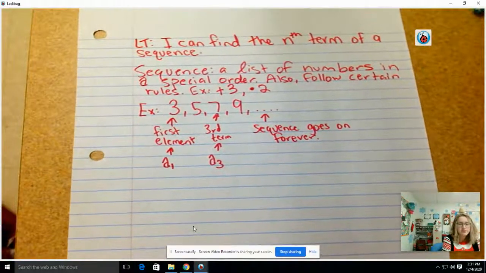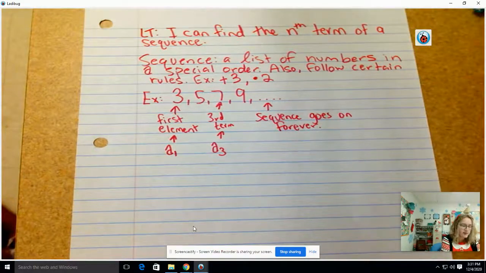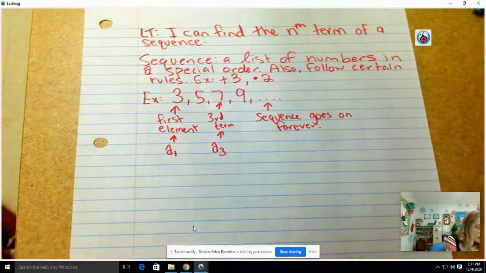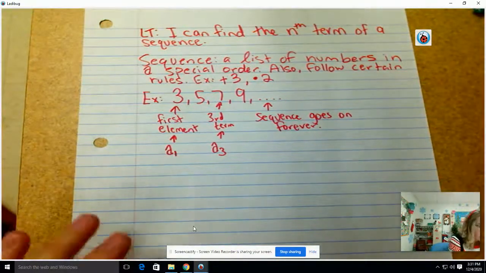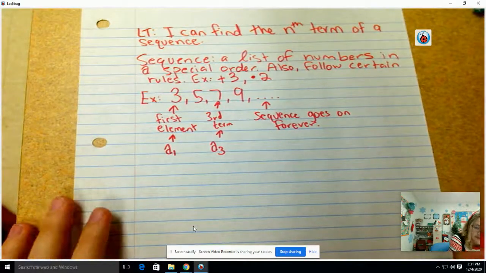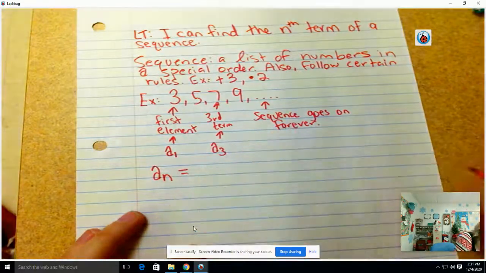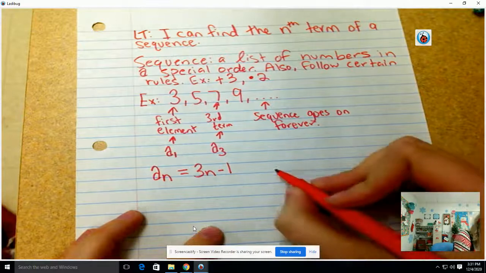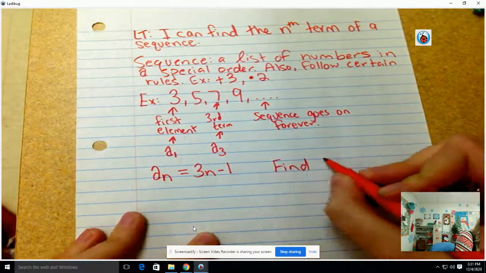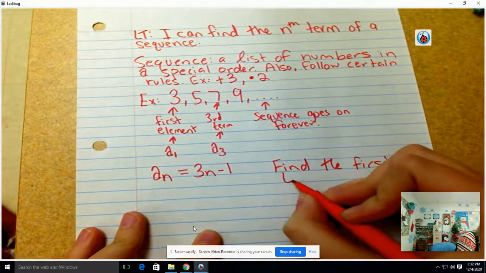I don't think that should be too new information. If it is, that's completely fine. This is what we're going to be working with the next couple of days. If we want to find the nth term of a given sequence, we're going to be given a formula for the sequence. So if I tell you I want you to find the terms where a sub n equals 3n minus 1, and I want you to find the first 3 terms.